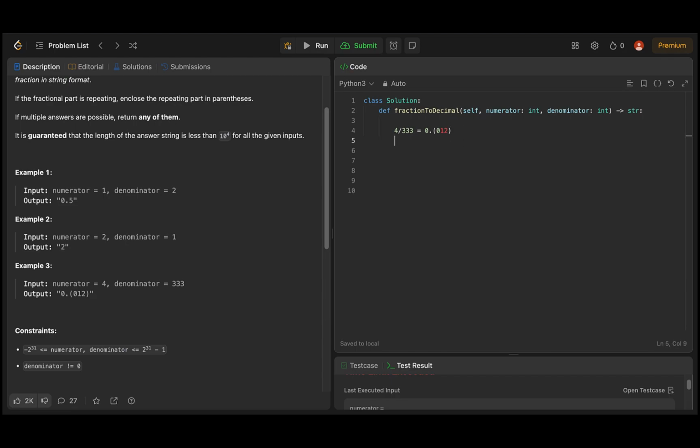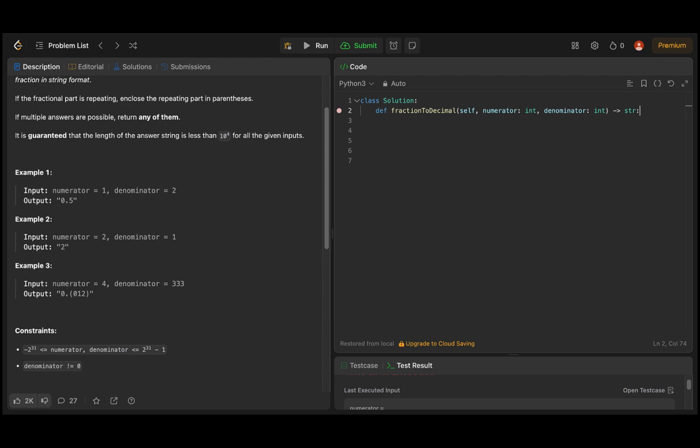I'll give you another example. Let's say the question was 1 by 6. Numerator was 1, denominator was 6. The answer to this is 0.16666 and so on. So they expect us to return 0.1(6). This is what is expected to be returned, of course the string value of it. So let's dive into the solution.